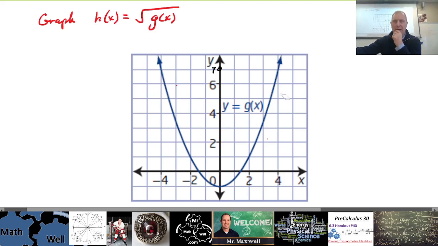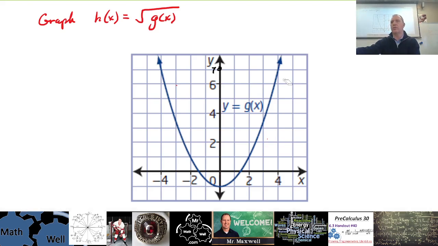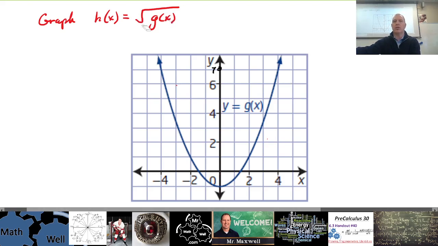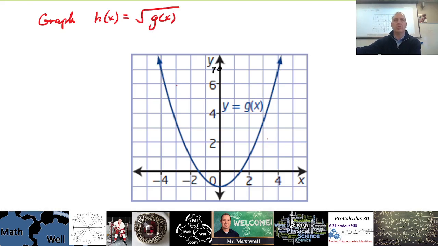Now, remember, when we have square roots of a function, all we're doing is taking the square roots of the y values and making those square roots the new y values for the new graph. You keep the same x values. We do not touch the x values, we just take the square root of the y value in general. So that should be pretty easy. Keep the same x value, just take the square root of the y value.